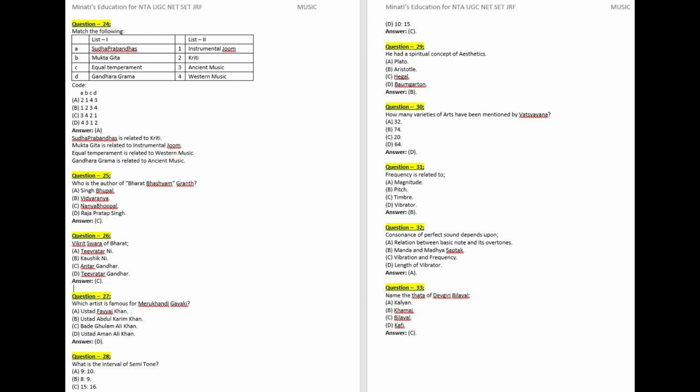Question 27. Which artist is famous for Merukhandi Gaiki? A. Ustad Fayyaj Khan. B. Ustad Abdul Karim Khan. C. Bade Ghulam Ali Khan. D. Ustad Aman Ali Khan. Answer, D. Question 28. What is the interval of semitone? A. 9 is to 10. B. 8 is to 9. C. 15 is to 16. D. 10 is to 15.